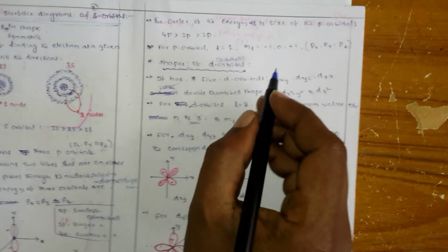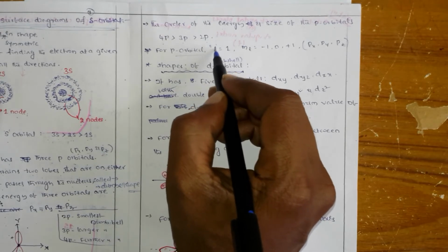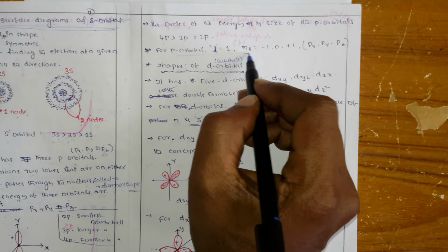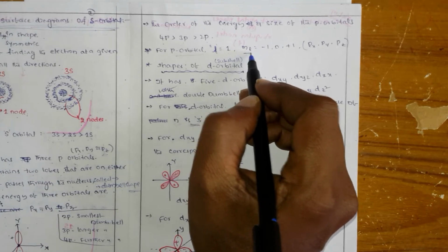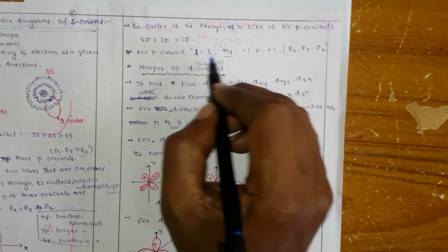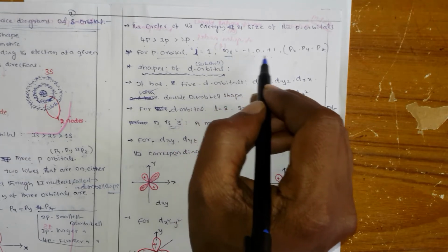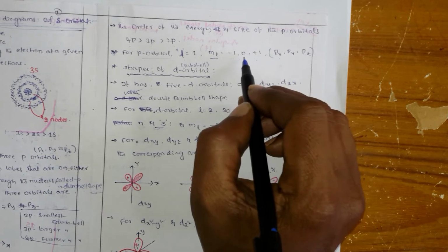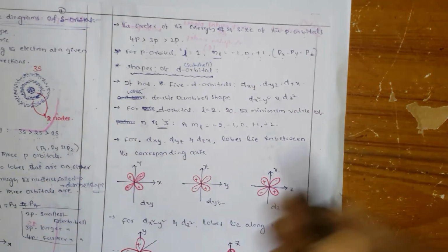Okay, and for p orbital, you know that the azimuthal quantum number, the L azimuthal quantum number, is 1. And for that, what is the magnetic quantum number? ML, that is -1, 0, +1. You know that for L equal to 1, the ML values are -1, 0, +1. In the last class you learned that -1 is Px, 0 is Py, and +1 is for the Pz. Of course that depends on.